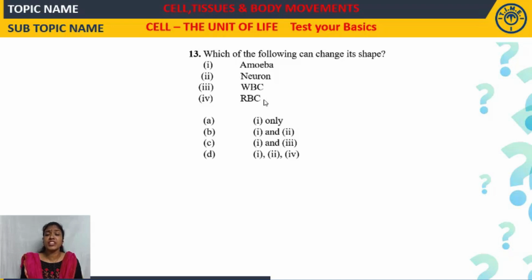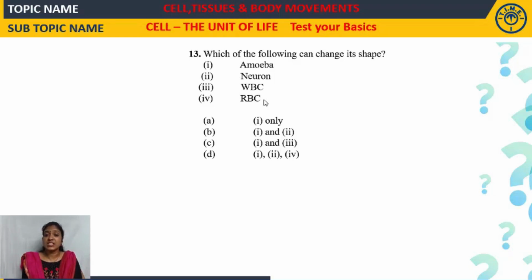Then what about the neuron? Can a neuron change its shape? No, its shape is fixed. It is the longest cell in our body. And what about WBC? In the last session, we also talked about WBC, the white blood cells, also known as leukocytes. In our blood, there are different components like white blood cells, red blood cells, platelets, and plasma. So what is the function of WBC?